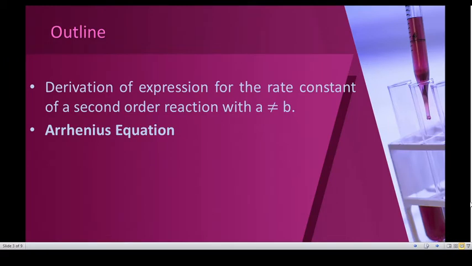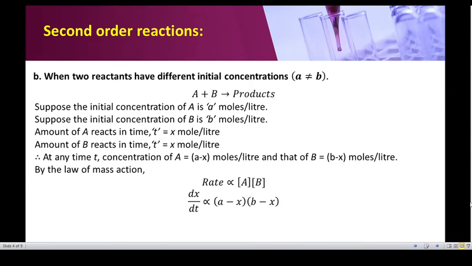So today's presentation is on the derivation of the expression for the rate constant of a second order reaction with A not equal to B. And after this we shall see what the Arrhenius equation is and what its importance is. Alright, so now let us consider two reactants A plus B, which are different from one another, which give rise to a product. Suppose the initial concentrations of A and B are a and b respectively.